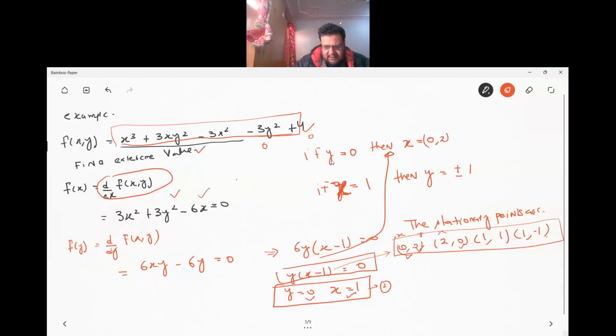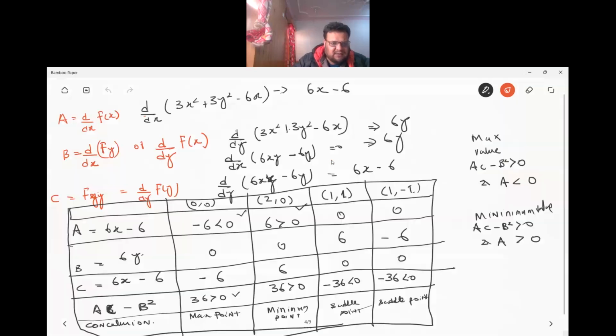So I will take these 4 points and arrange them in a table. So this is my table. Basically, this is my A. A value was my d by dx of f of x, which is nothing but d by dx of 3x square plus 3y square minus 6x, because A is my f of xx, right? B is my f of yy. B is not my f of yy, it is f of x comma y.